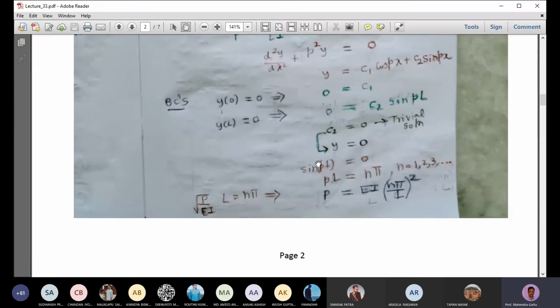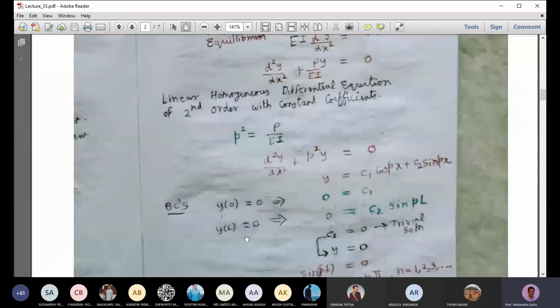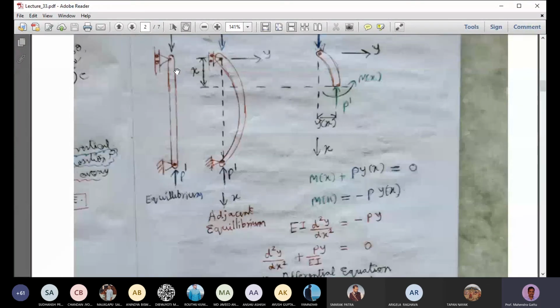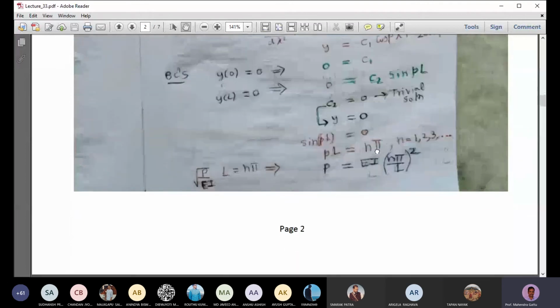Bifurcating is a new term. I will explain it maybe next time in the next slide. So the beam is going from a straight configuration to a bending configuration at this value. So at this value of EI (nπ/L)², it is going to the bending mode. So the smallest value we will use. So we'll use n is equal to 1.